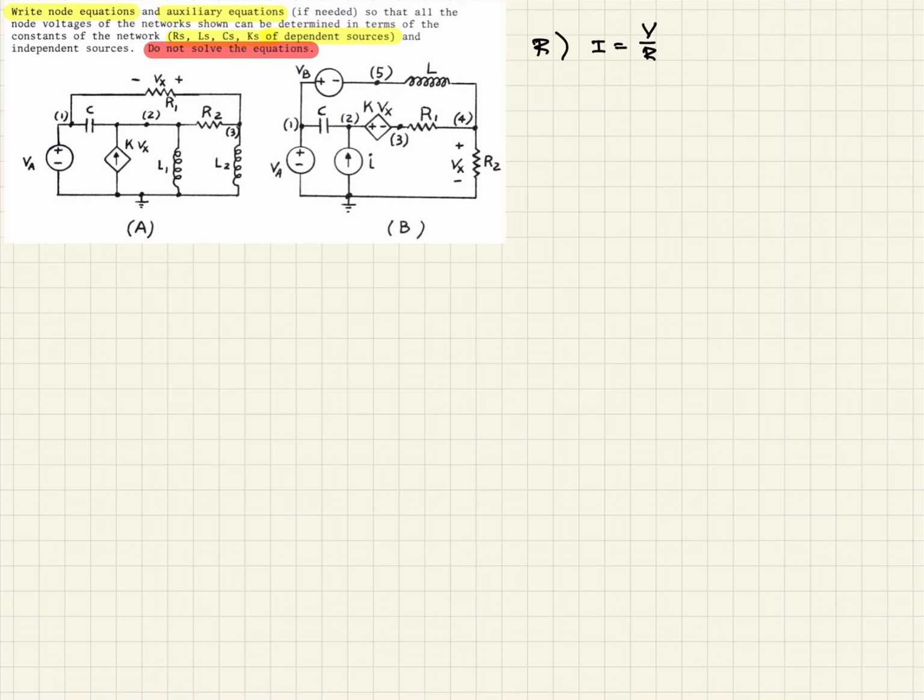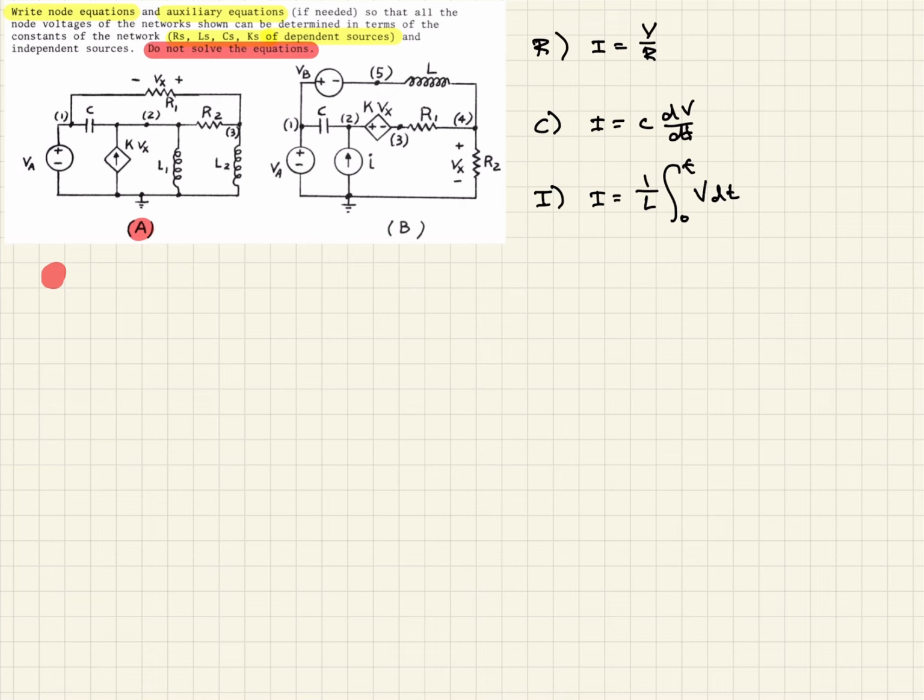Next, if we have a capacitance, recall there that I is equal to the capacitance times the derivative of the voltage with respect to time. And then if we have an inductance, current in that case is equal to 1 over the inductance times the integral from 0 to t, some time frame, of the voltage with respect to time. So keeping those in mind, let's see if we can go ahead and work this out.